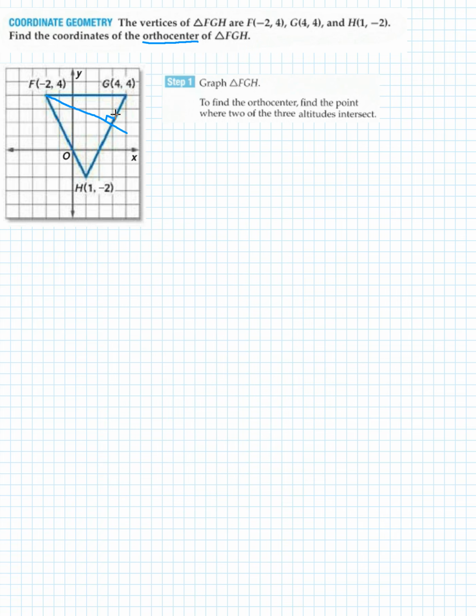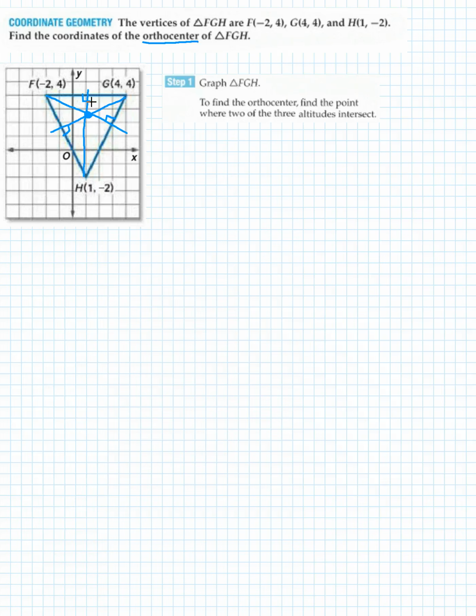If I were to draw it from this side, going from this vertex perpendicular to that side, something like that, and then from this vertex to the other side, that would be my third altitude. Of course, I didn't draw these very well, but we're looking for their intersection point. That is what we call the orthocenter.